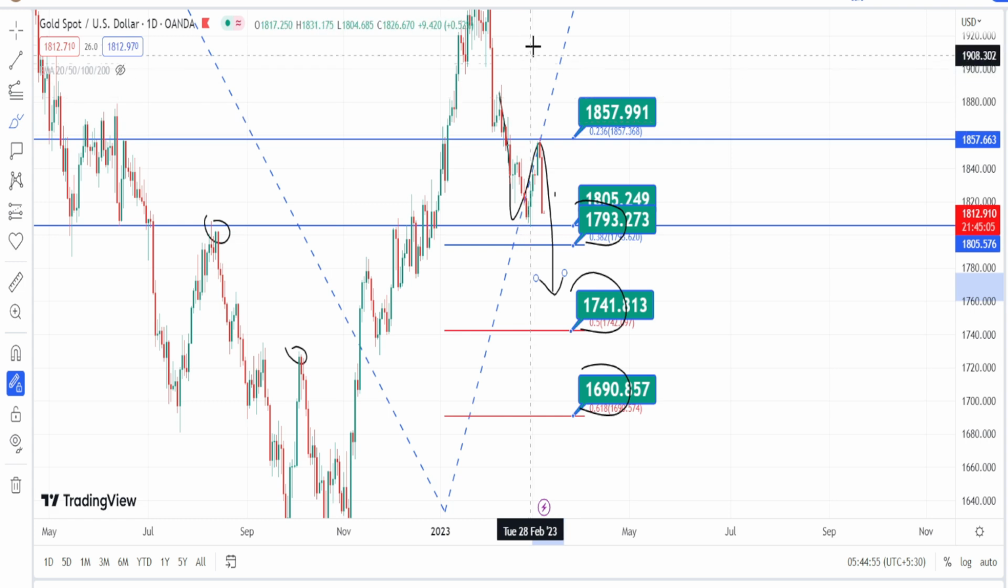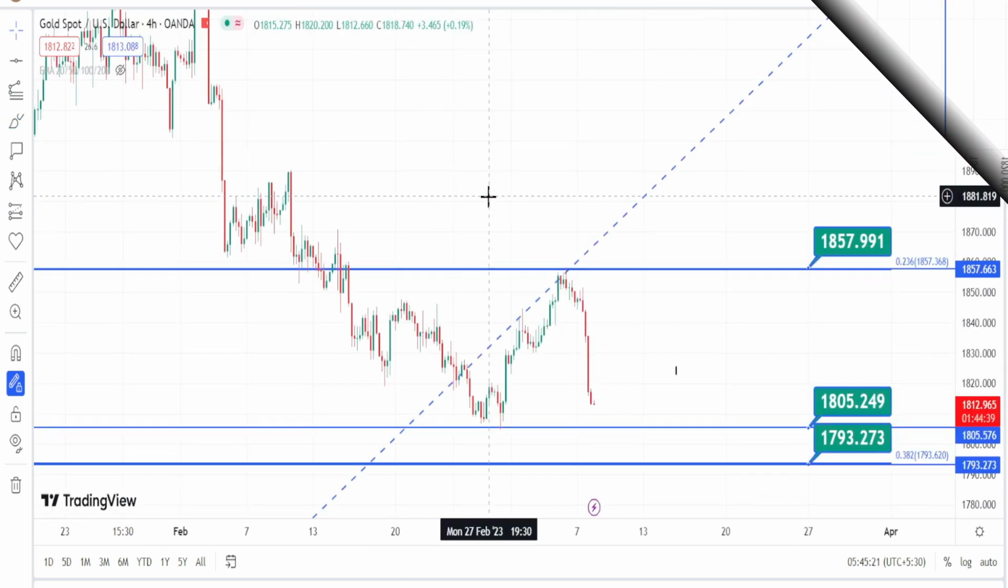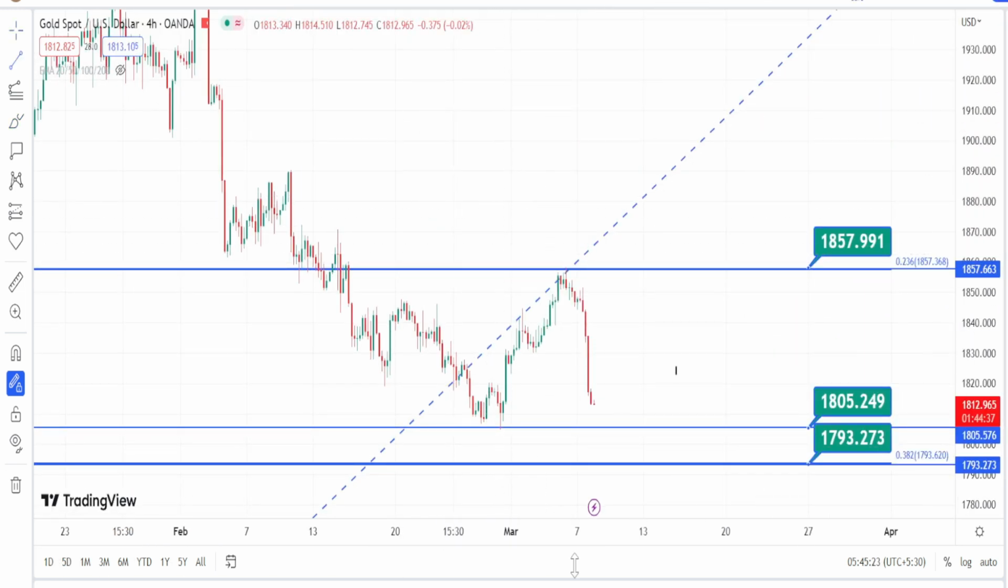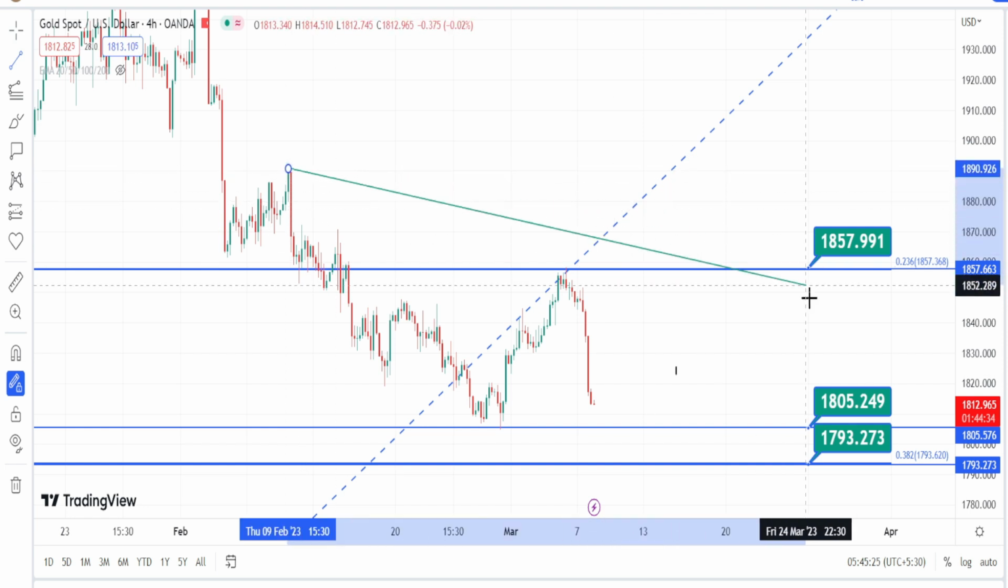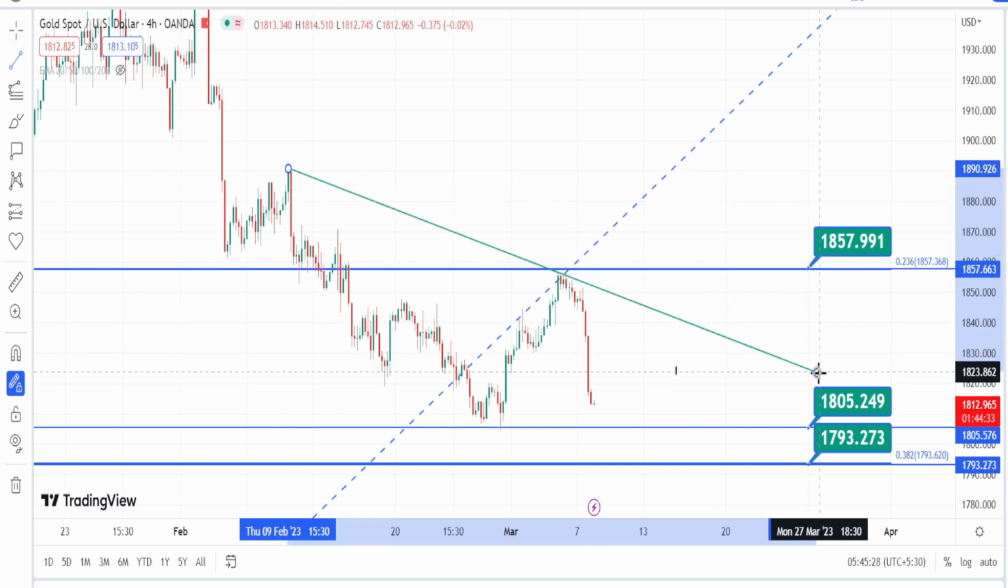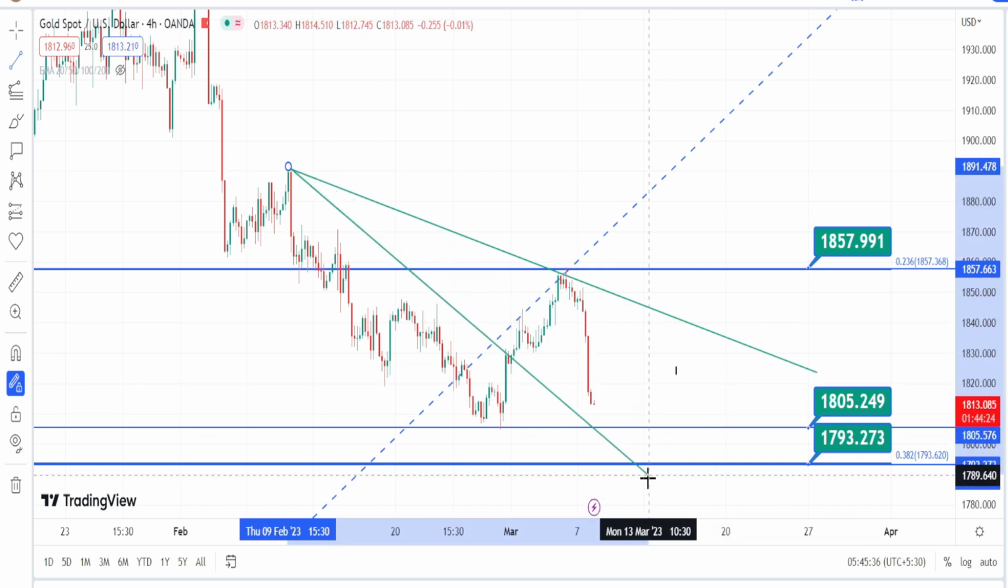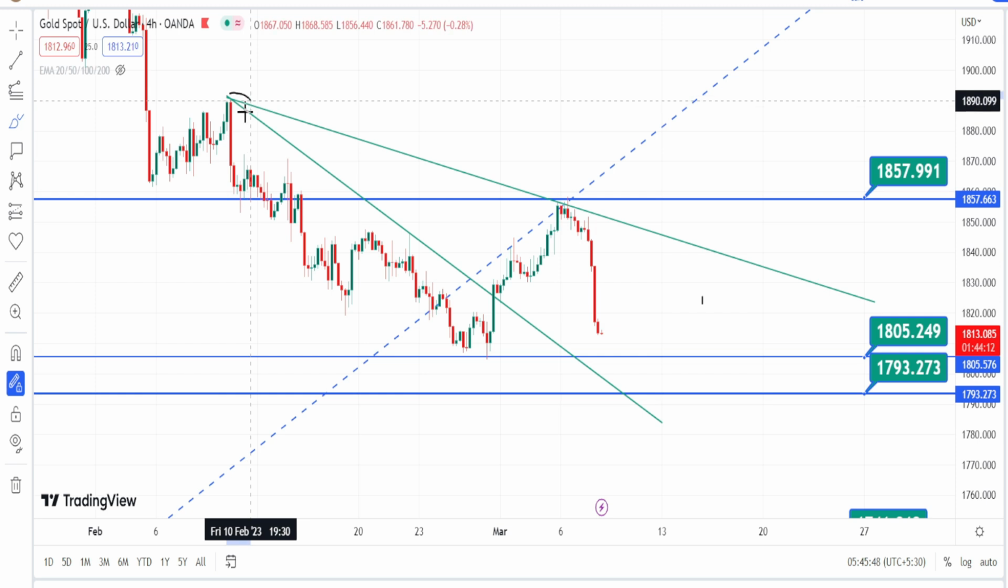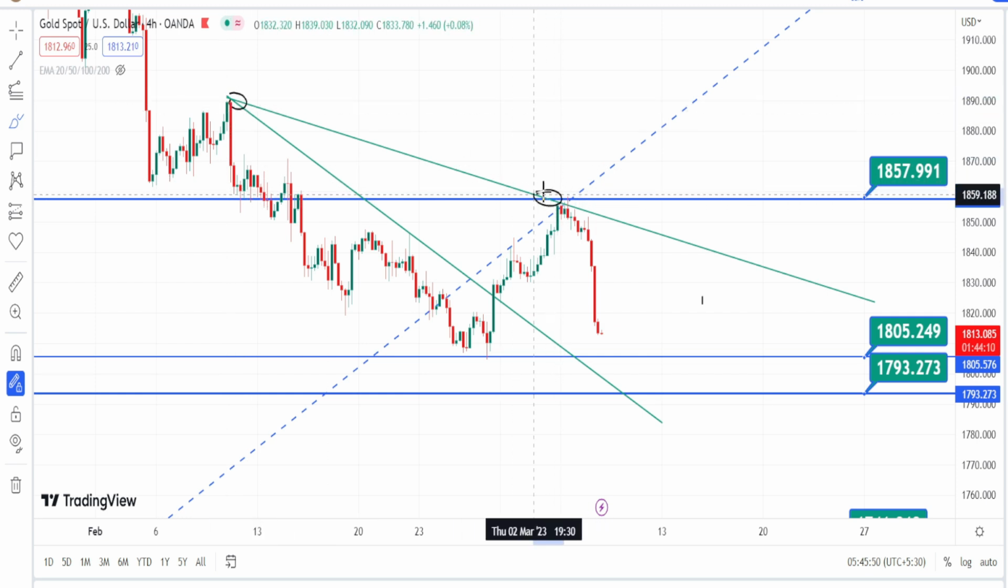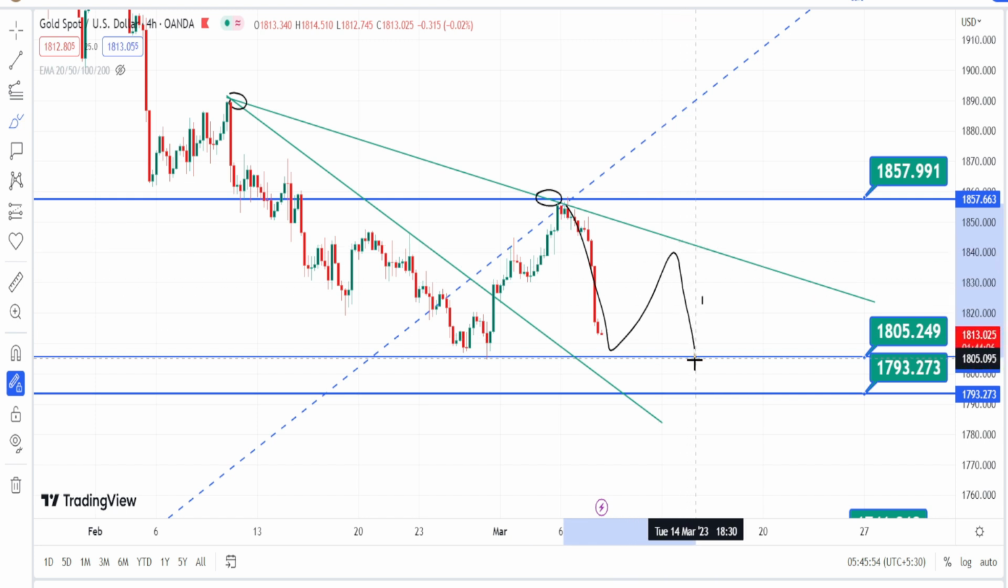Let us look at the price action in 4 hours time frame. I'm in 4 hours time frame. When we look at the current trend of the price action in 4 hours time frame, I'm drawing a trend line or a resistance line and one more trend line. And as long as the price action is trading below this resistance line, we can expect the bearish trend to continue in 4 hours time frame.